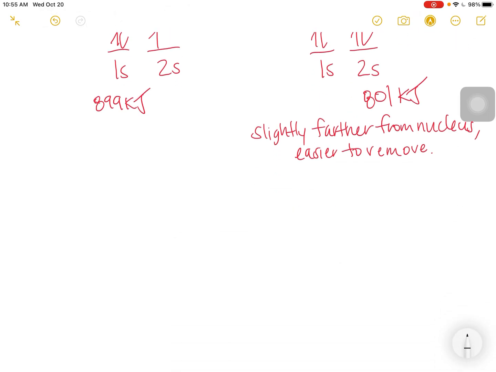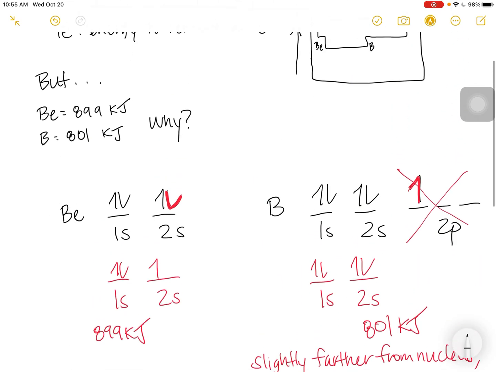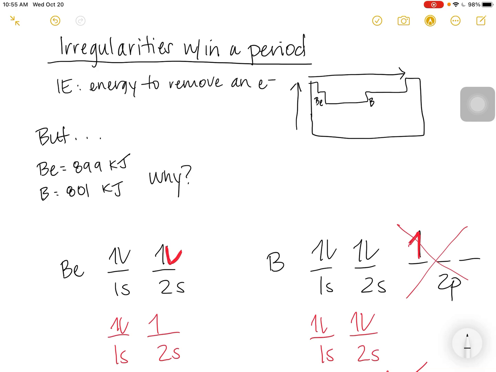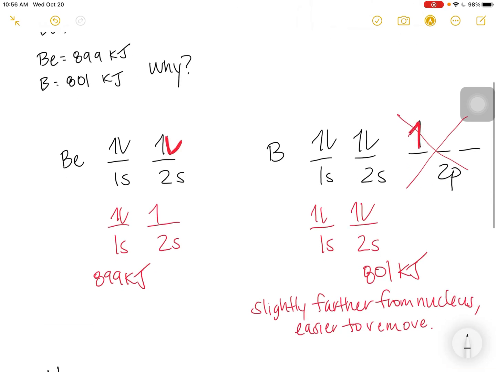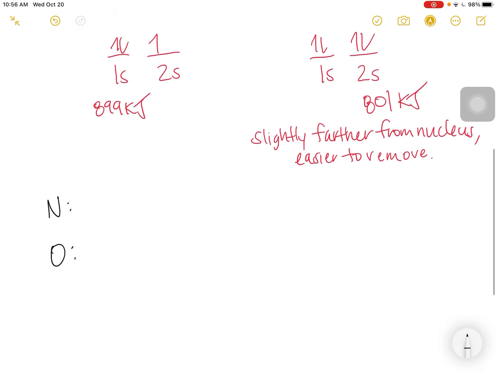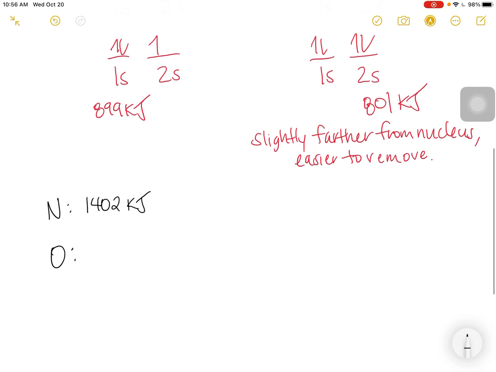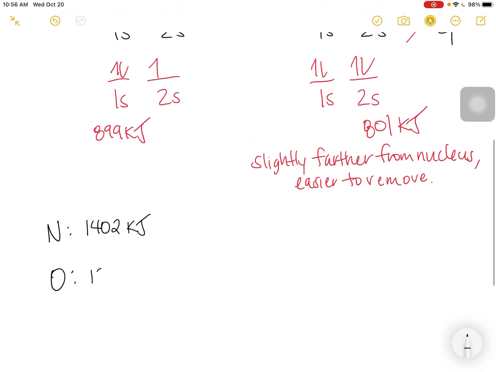I will give you one more, which is nitrogen and oxygen. Again, based on my trend, nitrogen sits right here and oxygen sits right here. We would think it would be harder to take O's electron than it would be to take N's electron, but it's actually reversed. It takes this much to remove N's, but only this much to remove O's. So again, the question is why?